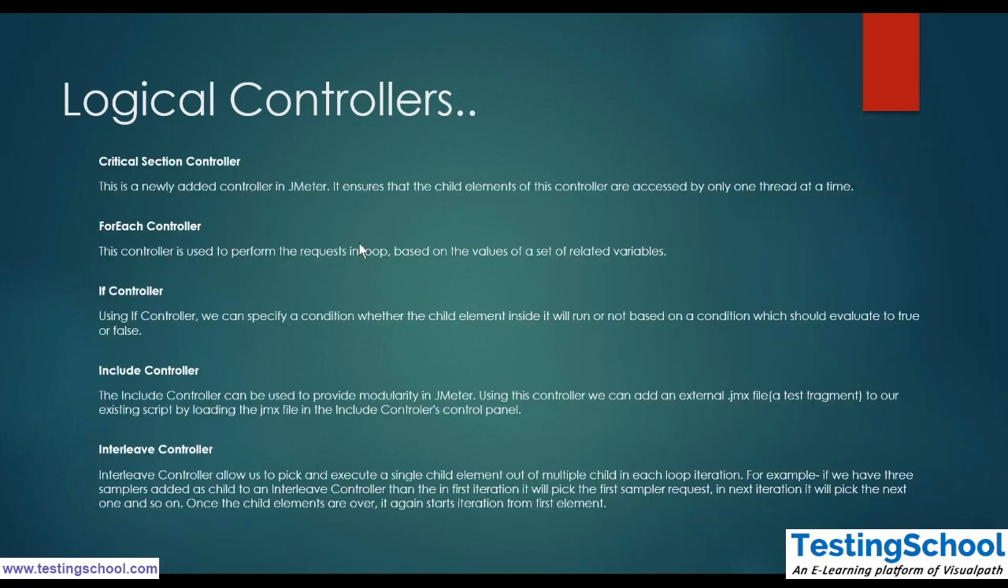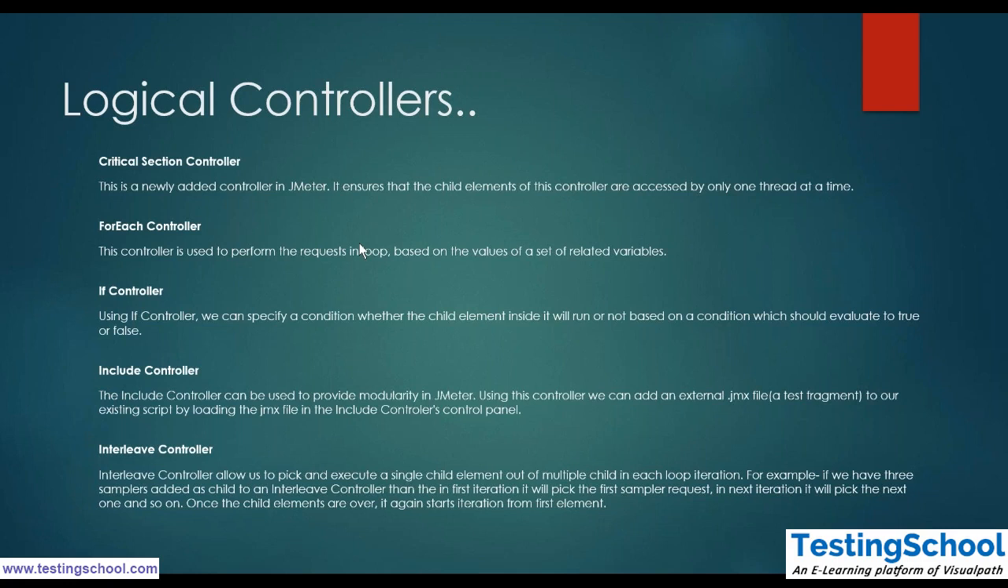First is critical section controller. This is a new controller which has been added to JMeter. It ensures that elements of this controller are accessed by one thread at a time. If there are multiple thread users executing the script inside your web test plan, and you want to ensure a particular section is executed once at a time, which can't be done on a parallel basis.